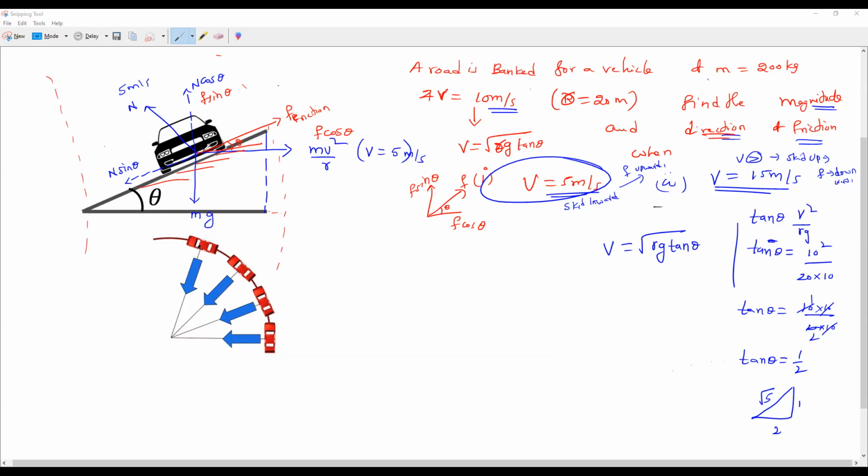As theta remains constant at every point, this is the theta. Here F sin theta will come and this component F cos theta will come. Are we able to understand or not? Please respond, guys. So this alone I will draw.